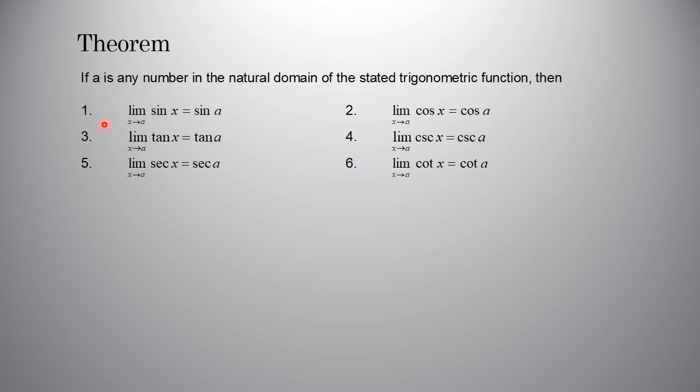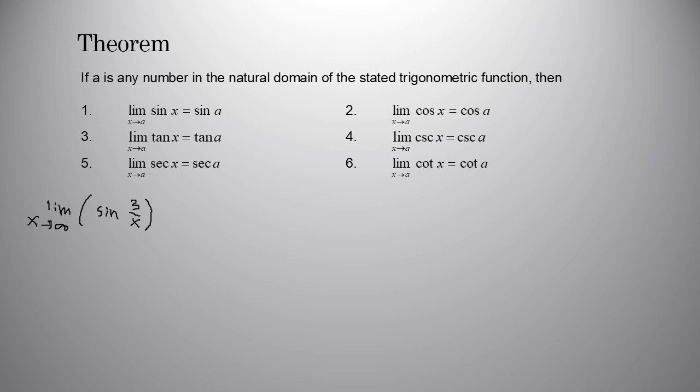If we want to find the limit for sine x as x approaches a, we will get sine a, which means we substitute x equal to a. It's the same for all basic trigonometric functions, such as the limit of cos x as x approaches a, so we will substitute the value of a.